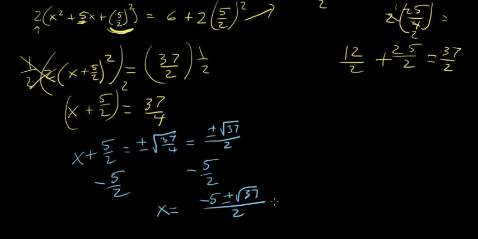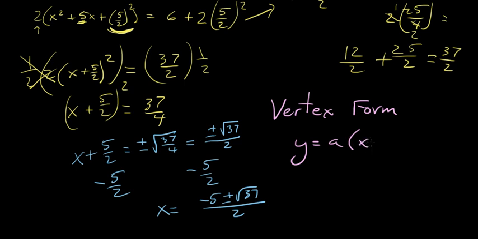Okay, now I went through that just to remind you of how this stuff works, because now what we're going to do is talk about the vertex form. Okay, vertex form of an equation is like this. It's y equals a times x minus h, quantity squared, plus k. Okay, well, what does it all mean?